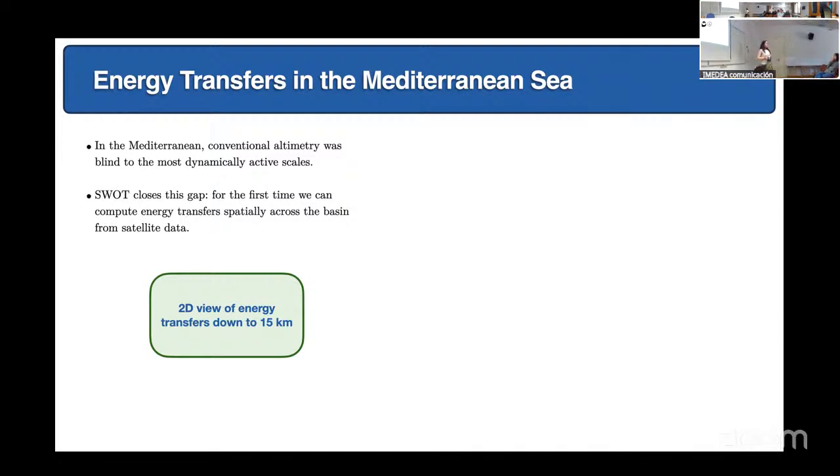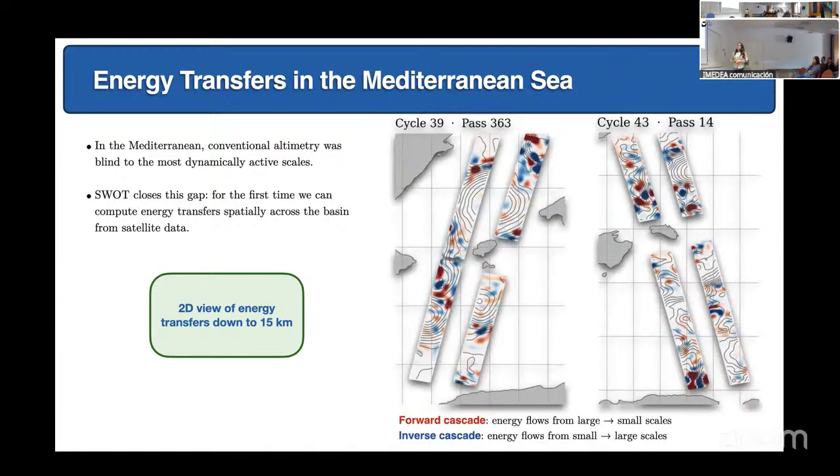We can go to the Mediterranean and track how the submesoscale transfer is there. We looked at the 2-dimensional energy transfers down to 15 kilometers for the whole Mediterranean. Here I have an example of the 2-dimensional structure of these transfers for 2 passes near the Balearic Islands. Here red means forward and blue means inverse cascade. And we see that there's a lot of heterogeneity in the transfers. We don't have a clear signal of inverse or forward, but for instance, here there's an eddy, and we see a lot of transfers happening at the boundaries.